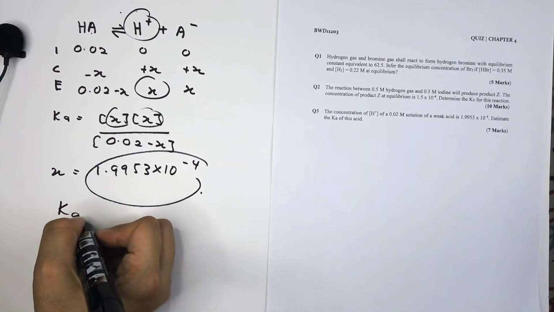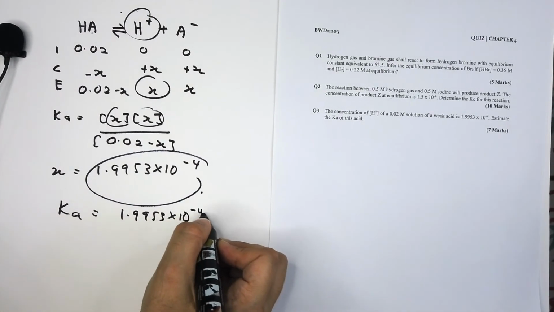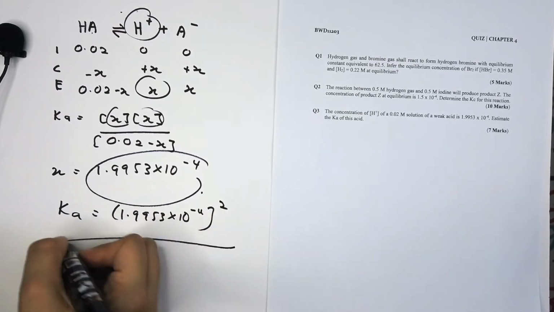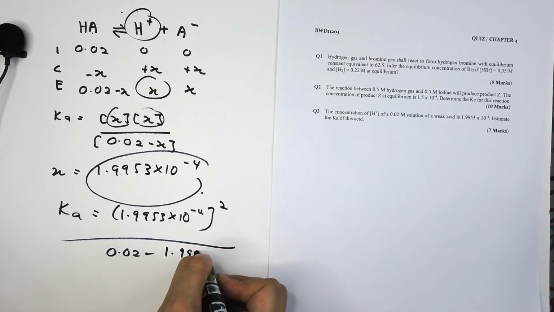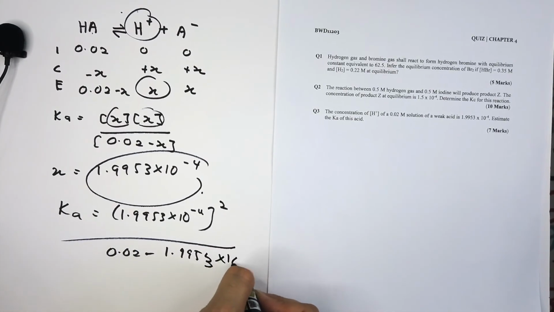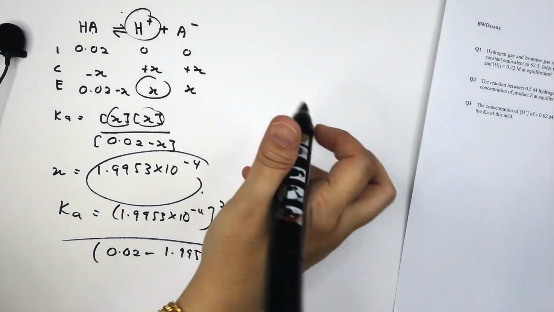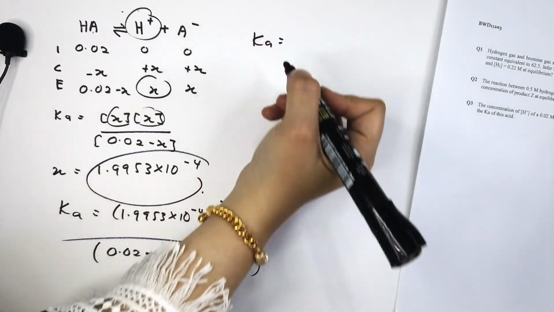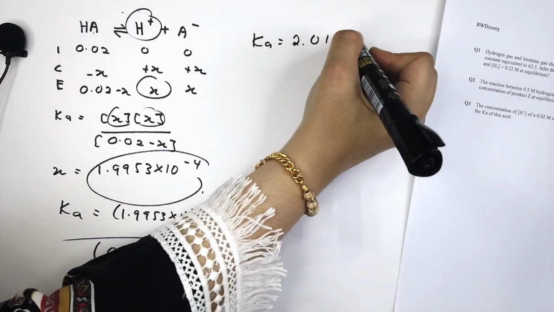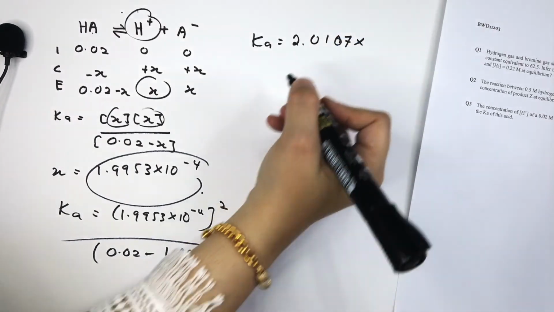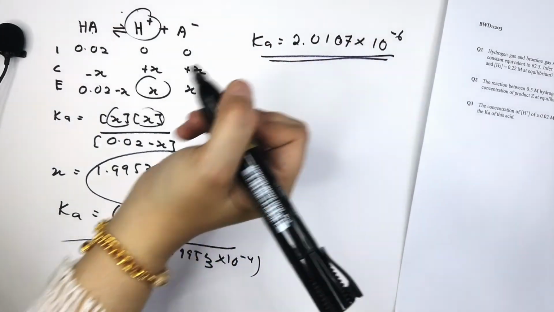So you get your Ka is equivalent to 1.9953 times 10 to the power of negative 4, squared, divided by 0.02 minus 1.9953 times 10 to the power of negative 4. Right. So from here you should get the value of Ka equivalent to 2.0107 times 10 to the power of negative 6. So this is the final answer for this question.